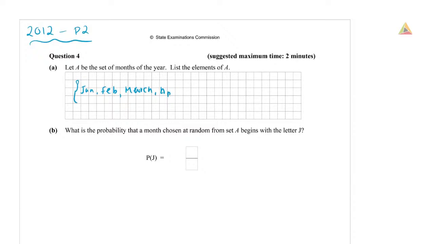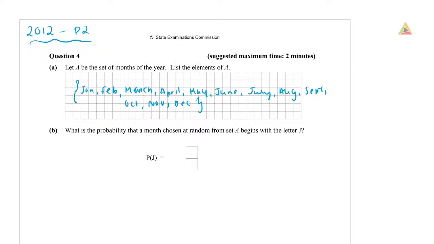April, May, June, July, August, September, October, November, and December. So that's it, that's A, which are all of the months of the year. Now, what is the probability that a month chosen at random from set A begins with the letter J?